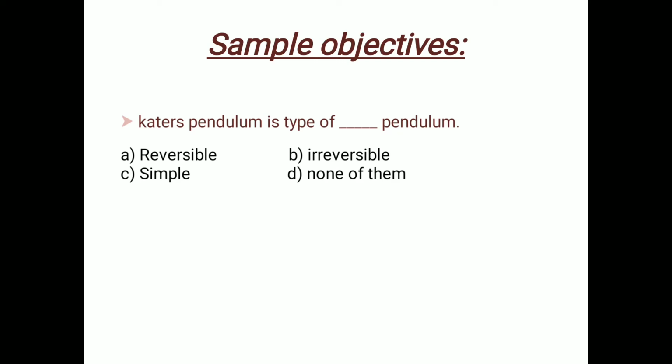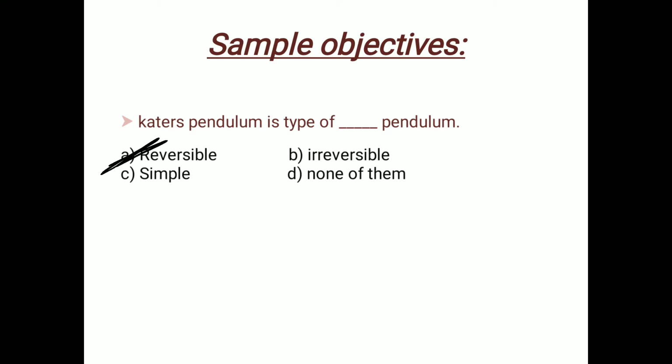So if you see, Kater's pendulum is a reversible pendulum, meaning we reverse it while performing the experiment. Okay, so it is a reversible pendulum. So the correct option is reversible pendulum. It is a type of reversible pendulum.